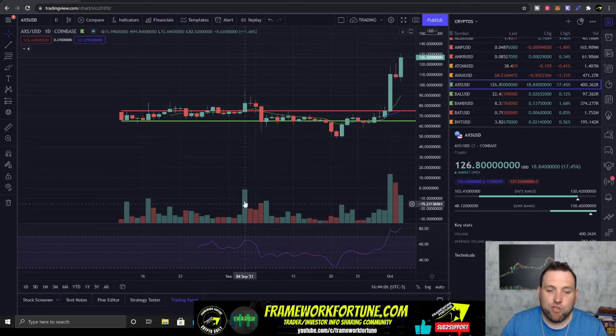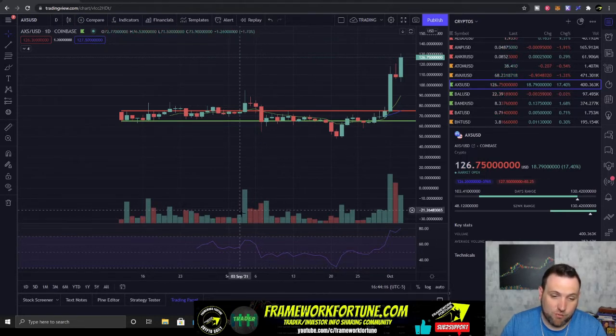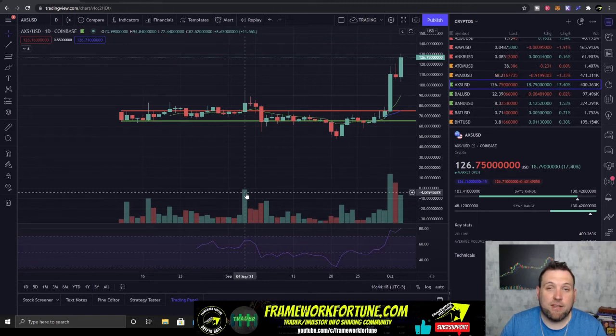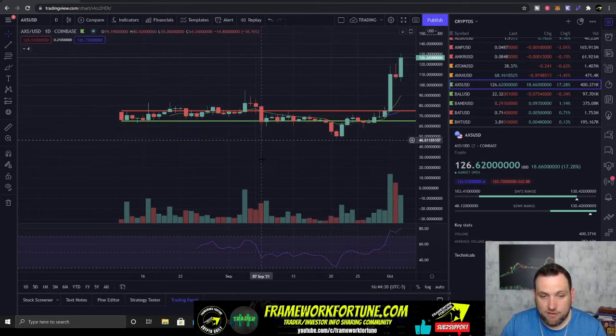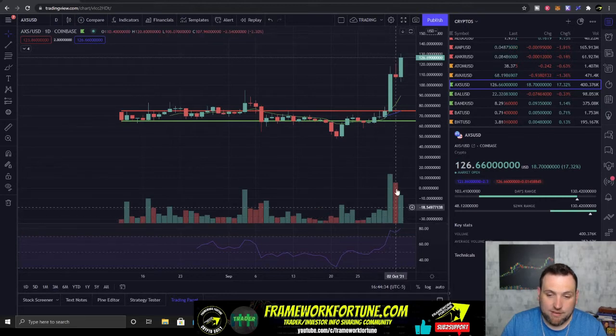Now, of course, just because it's all green does not mean that's all buying, and just because it's all red does not mean it's all selling. It's all the transactions. But these bars, when they're green, signify that the buying was heavier than the selling. And when they're red, it signifies the selling was heavier than the buying. So when you have a lot more selling than buying, you're going to have sell-offs. And when you have a lot more buying volume than selling, you're going to get nice rips.